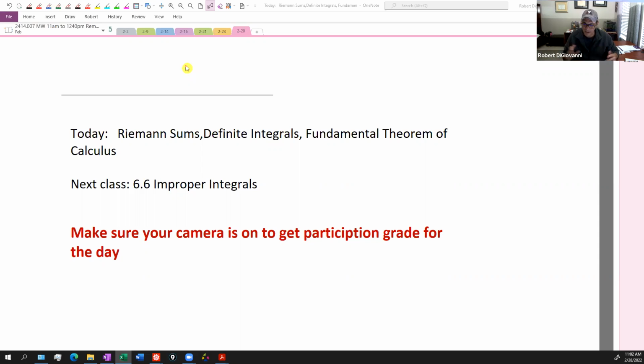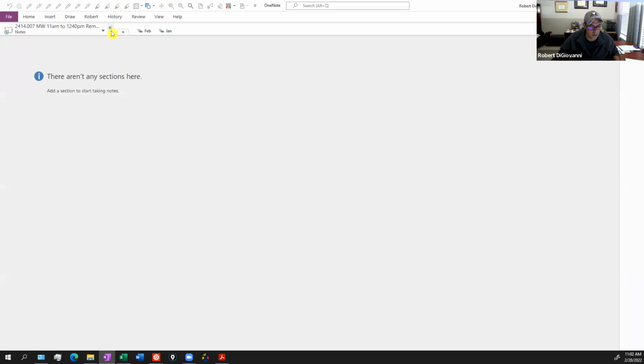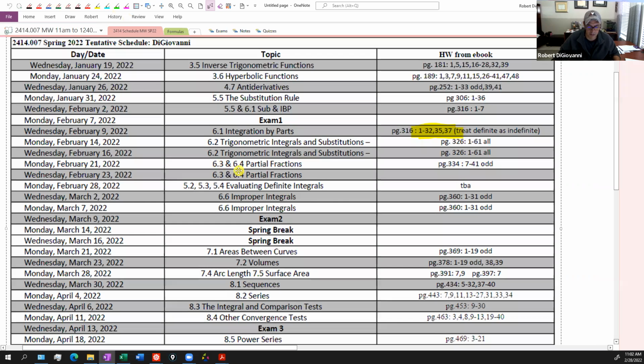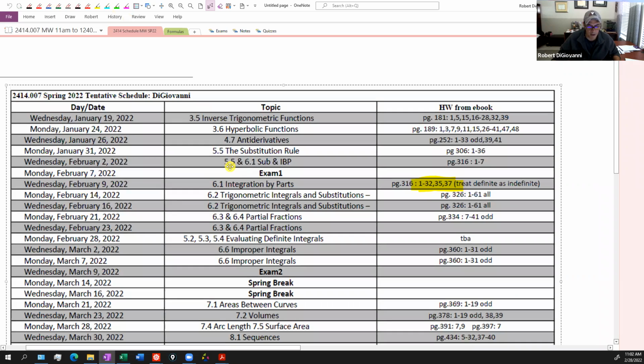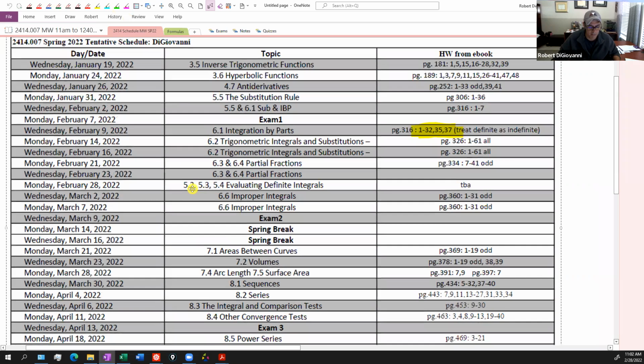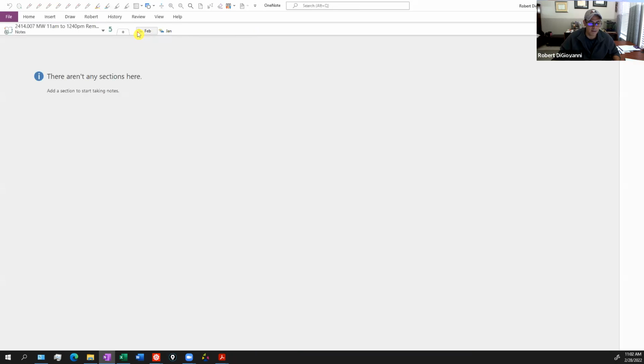So today's going to be kind of a weird day because I'm going to be pulling material from all these different sections. Your homework says 5.2, 5.3, 5.4, and it says homework to be announced. So I will talk about what homework you should do for today's material at the end of class. All right, let's get to it.